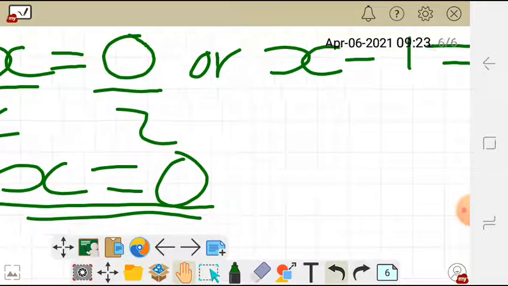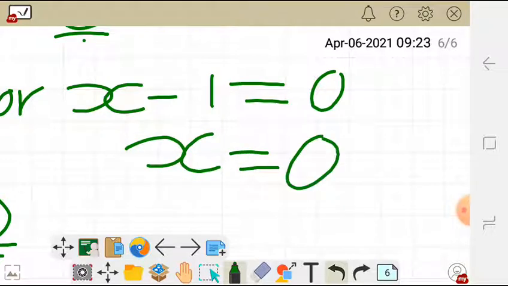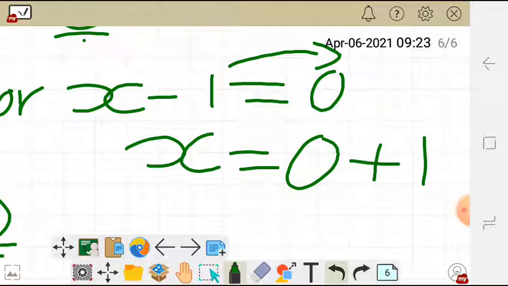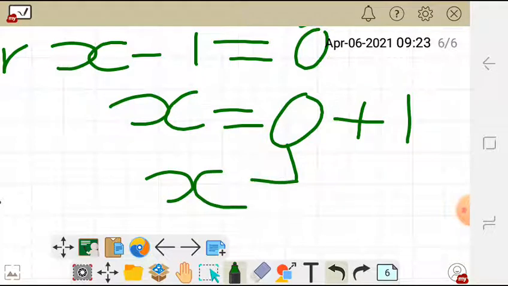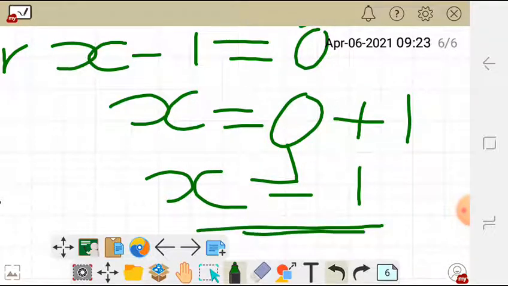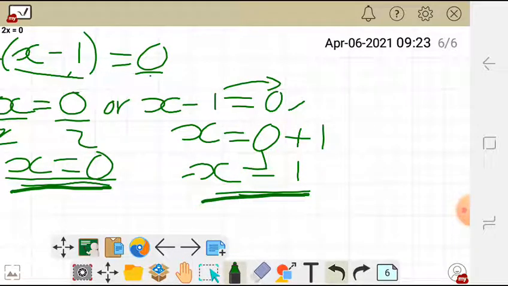So let's work out this other equation so that we find the other value of x. Here we have x minus 1 equals 0. When this negative 1 crosses the equal sign, it becomes positive 1 here. So x in this case will be equal to 1. So the values of x are x equals 0 and x equals positive 1.